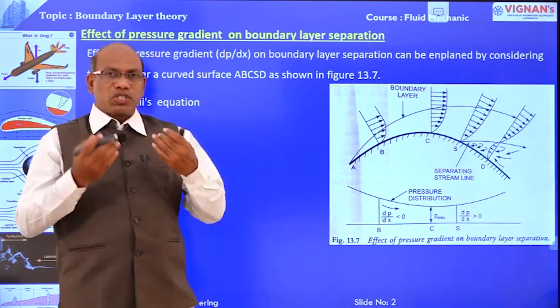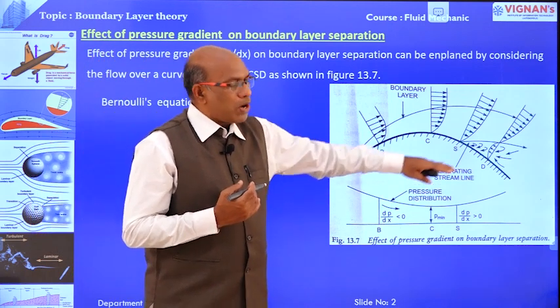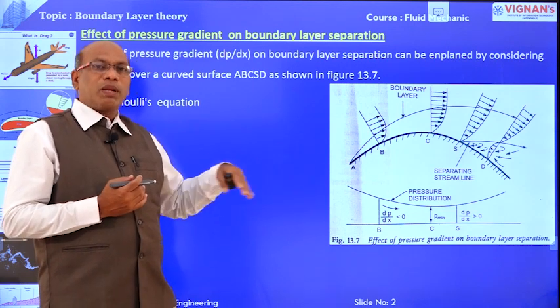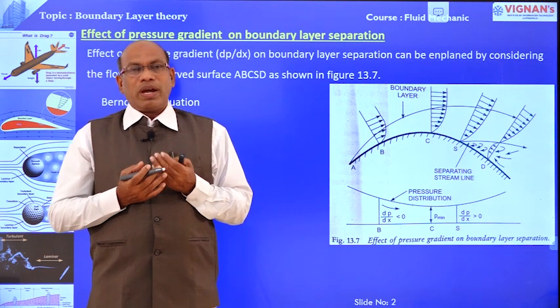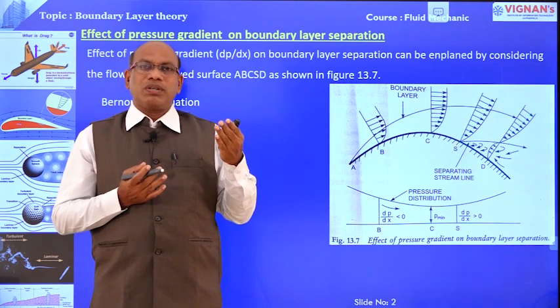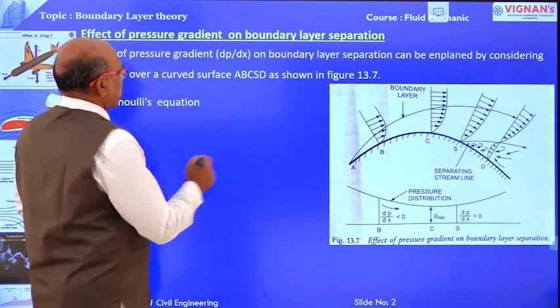So, first we should know how the pressure gradient varies from one point to another, and before that, pressure variation or pressure gradient, first we should know Bernoulli's equation. Why? Because when the pressure gradient increases, automatically the velocity gradient reduces. For that clarification, first we should know Bernoulli's equation.